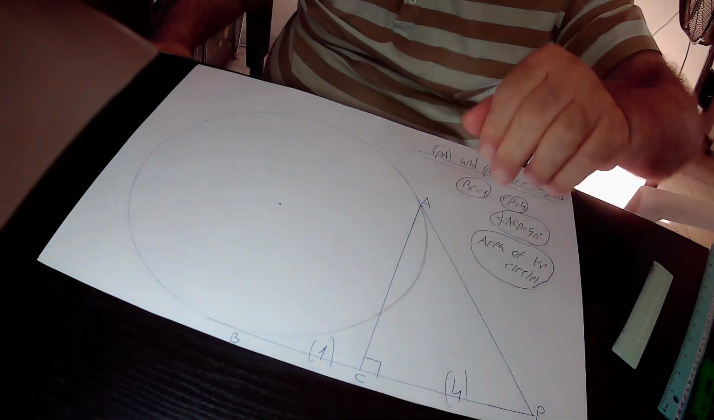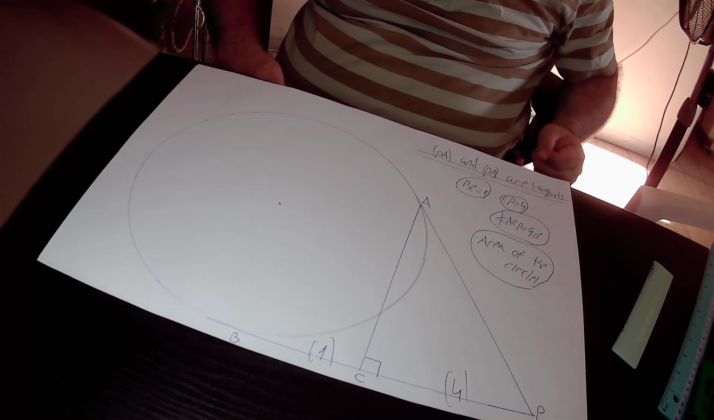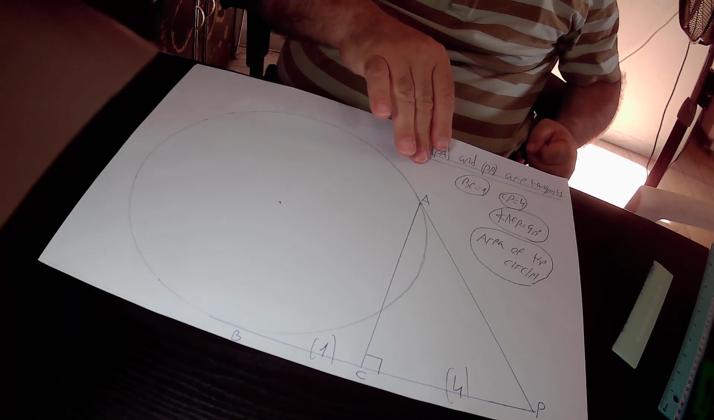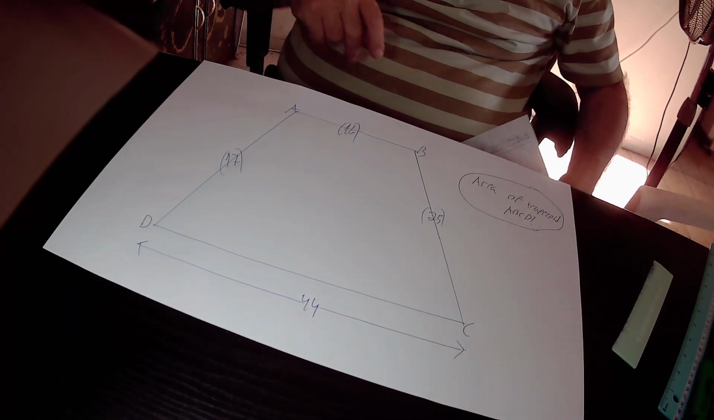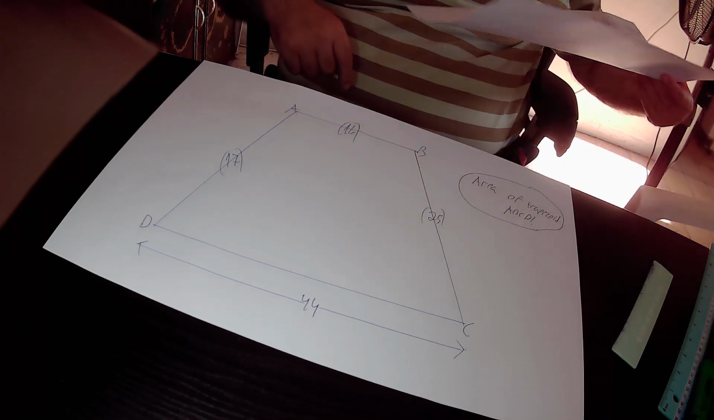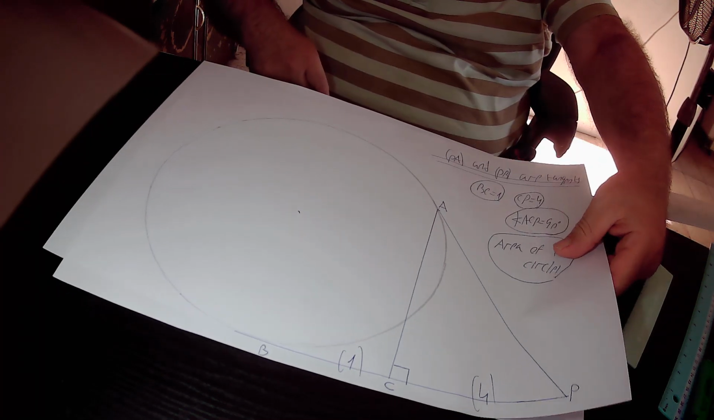Hello, in this lecture we'll answer two questions. In the first question, we'll find out the area of this circle. In the second question, we'll find out the area of this trapezoid ABCD. So we'll start with the first question.